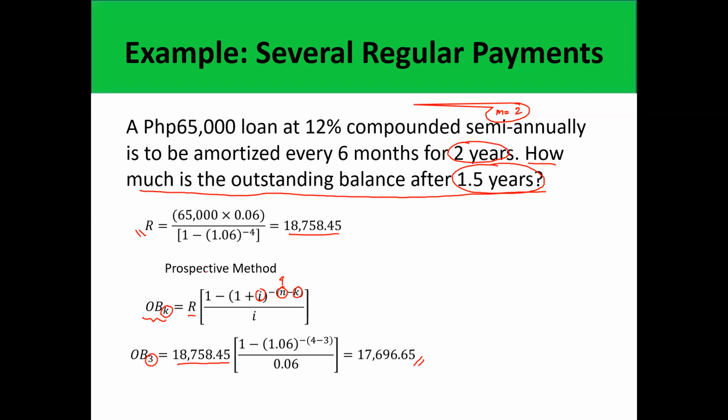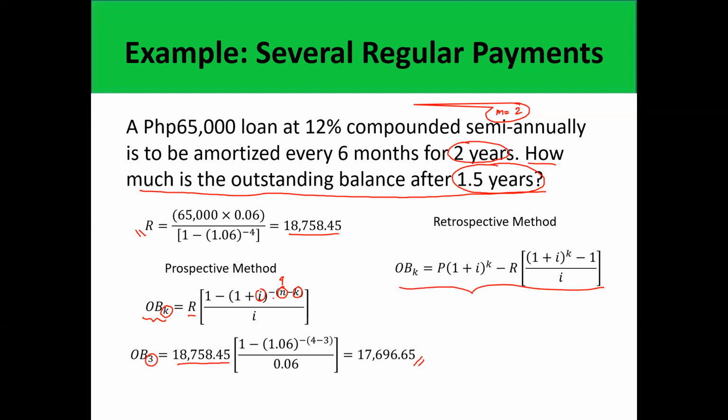Now, there's another way of computing the outstanding balance, and it's the retrospective method. And this is the formula for that. The difference of the prospective and the retrospective lies on the presence of n. In the prospective method, n is present in the formula, but in the retrospective method, we don't have n in the formula. N, by the way, again, is the number of payments to be made in order to finish paying the loan or the debt.